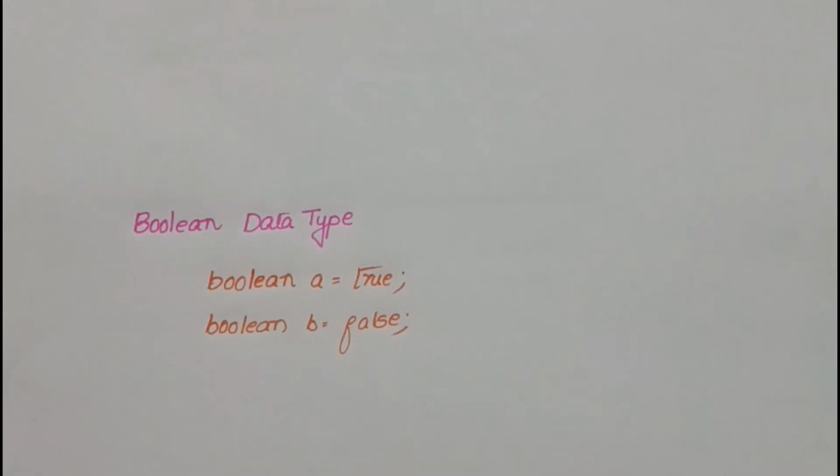వన్ ఈజ్ ఇంటీజర్, సెకండ్ థింగ్ ఈజ్ float, third one is character, and finally the boolean data type. In the next video, let's discuss what is typecasting in detail.